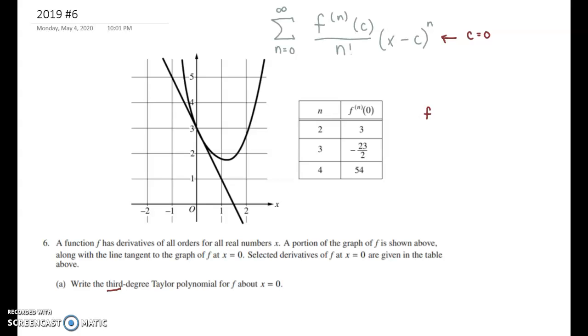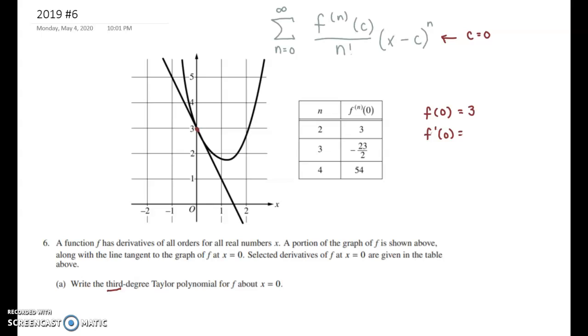So first, we need f of 0. That's not a derivative, but that's how we get the constant coefficient. Looking at the graph, f of 0 is 3. I can just read the y-coordinate off the graph. f prime of 0, well, I don't have that information. I have information about derivatives higher than 1, but I don't have the derivative information in the table, but I can actually read it off the graph.